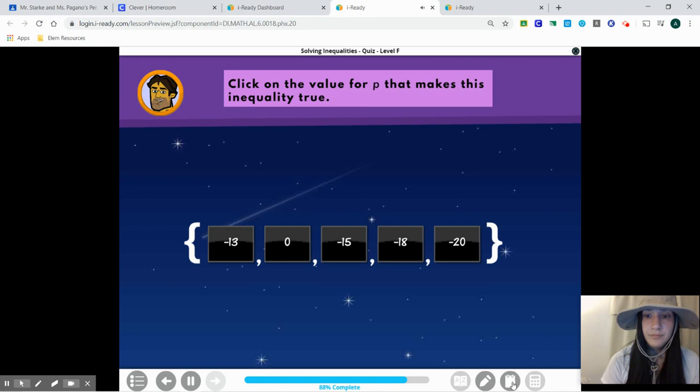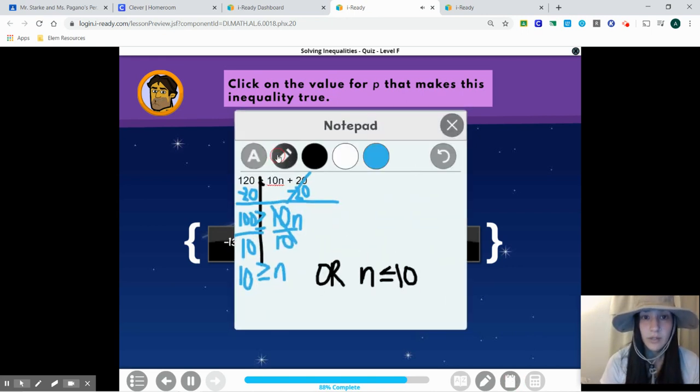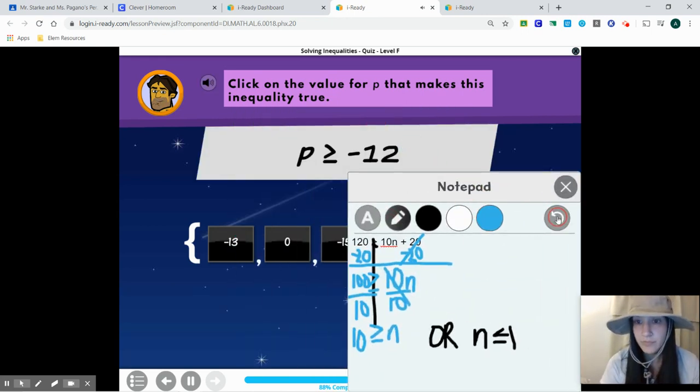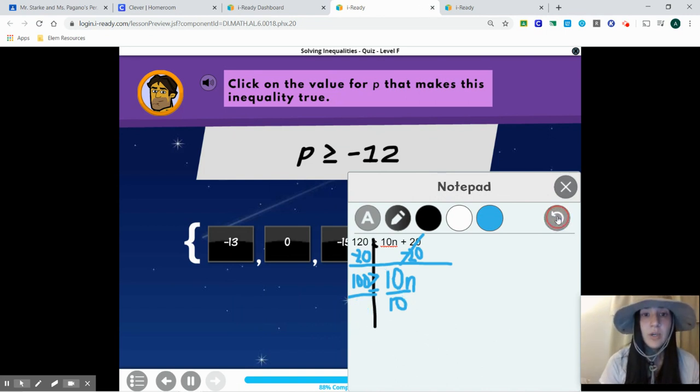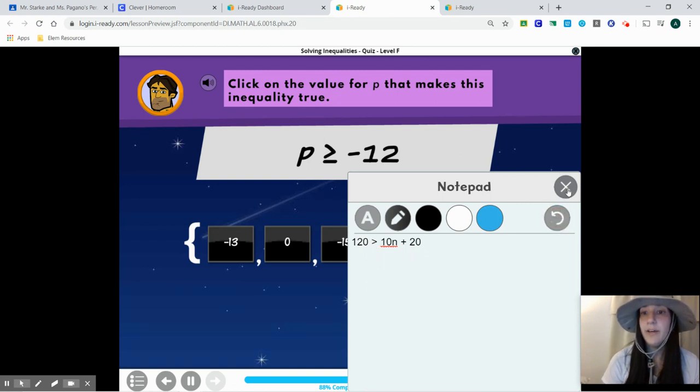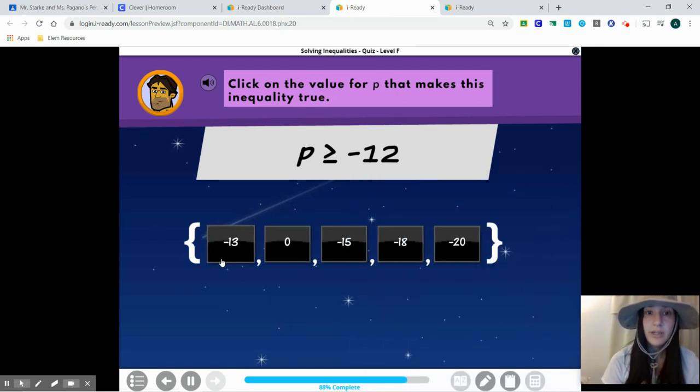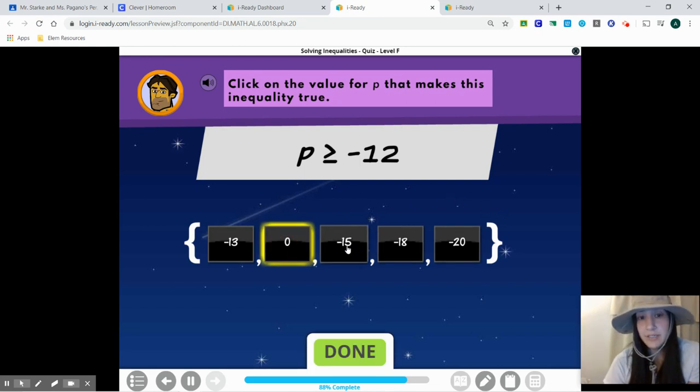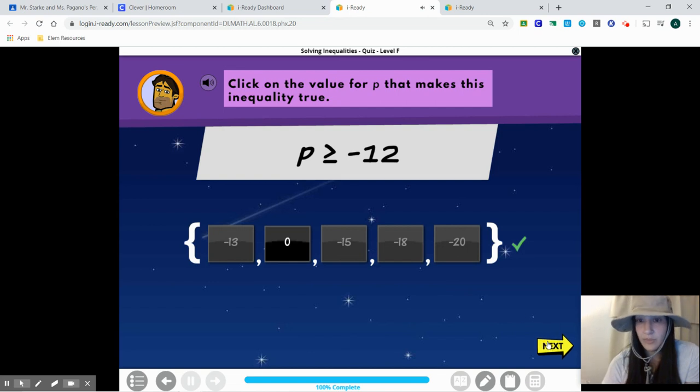Click on the value for p that makes this inequality true. I'm going to delete this. So we have p greater than or equal to negative 12. We actually don't have to do this for this. We can just substitute it in by choice. Negative 13 is not bigger than negative 12. 0 is bigger than negative 12. So right here, we see that that's our answer because all of these numbers are going to be further to the left of the negative 12, which do not make it true. So we're good. And there we go.